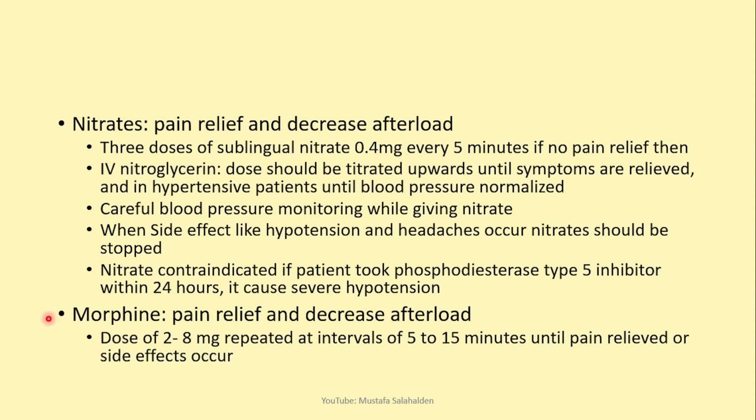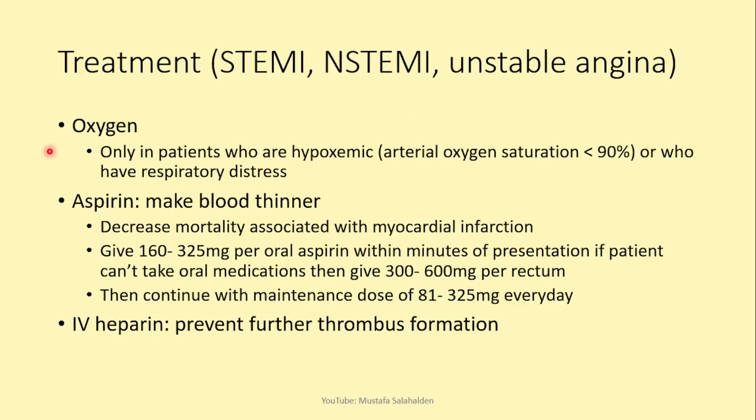You're thinking morphine? This is for pain relief and decreases afterload, so it decreases myocardial oxygen demand. It's mainly for pain relief. So you're thinking doses of 2 to 8 milligrams repeated at intervals of 5 to 15 minutes until pain is relieved or side effects occur. The other thing is to increase myocardial oxygen supply, and this is achieved by oxygen, and only in patients who are hypoxemic, with arterial oxygen saturation less than 90%, or who have respiratory distress.